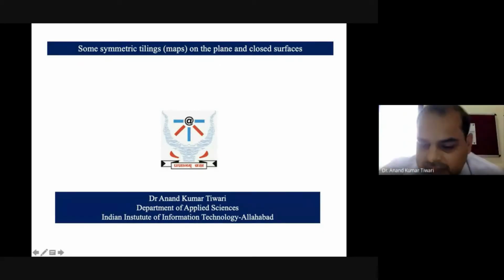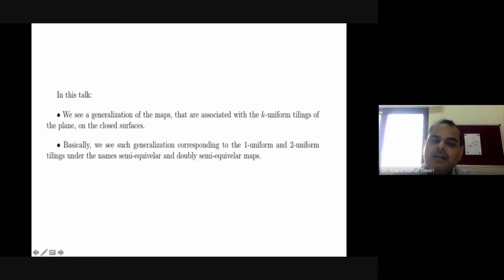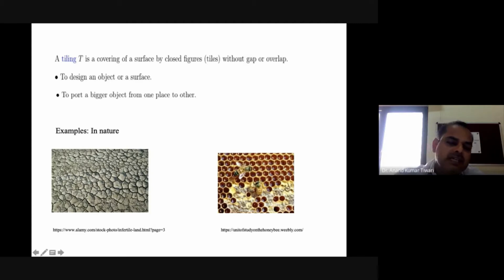Okay. So the title of the talk is Symmetric Tilings on the Plane and Closed Surfaces. In this talk, we generalize the maps associated with the K-uniform tilings on the plane. So what is a tiling?